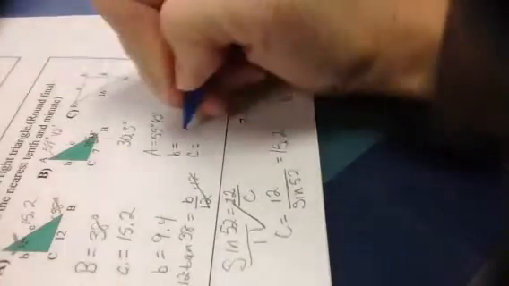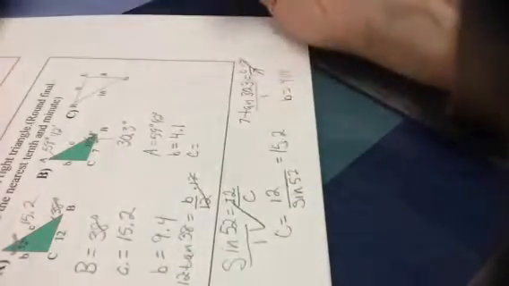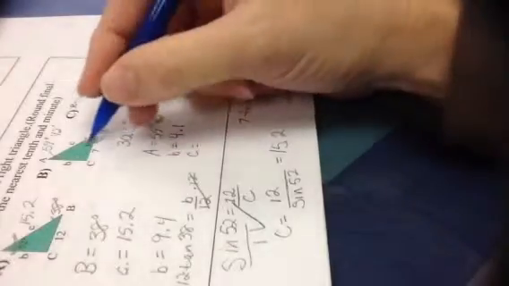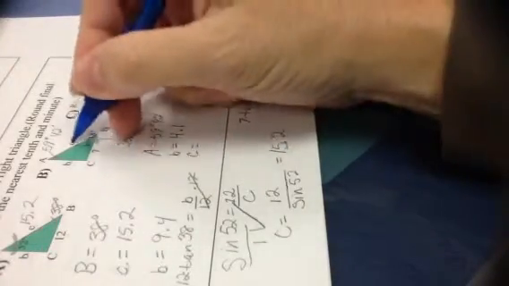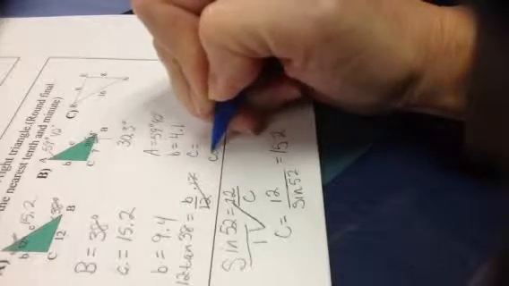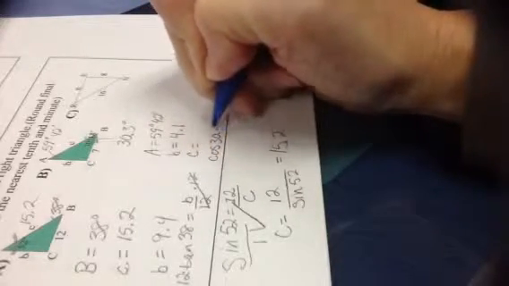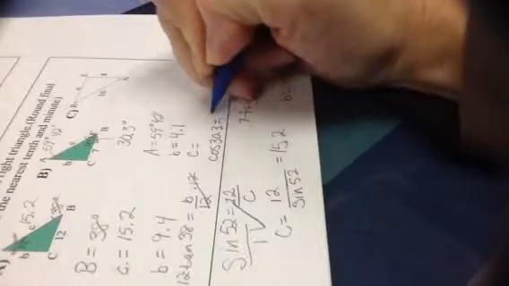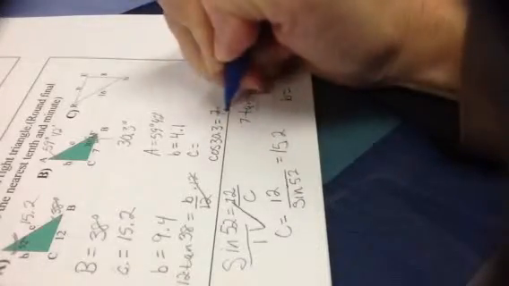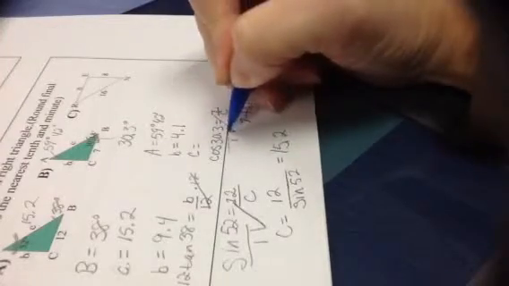So B equals 4.1. To find C, I could do adjacent over hypotenuse, so I could do the cosine of 30.3 equals the leg adjacent over the hypotenuse. Use your check mark, times and divide, so it'd be 7 divided by the cosine of 30.3. 8.1.